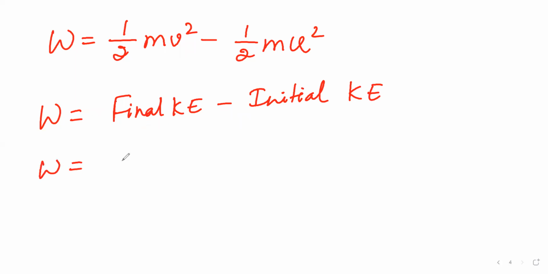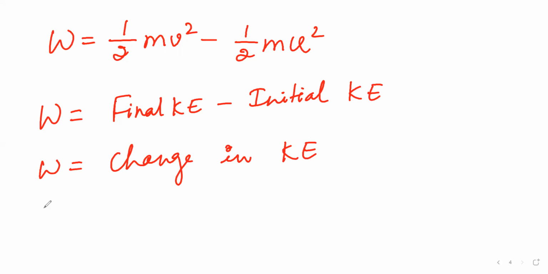So W equals what? Change in kinetic energy, because the body was moving with some velocity. After applying the force, its velocity changes. Then it is called kinetic energy here. So final kinetic energy minus initial kinetic energy will be equal to the work done, right?